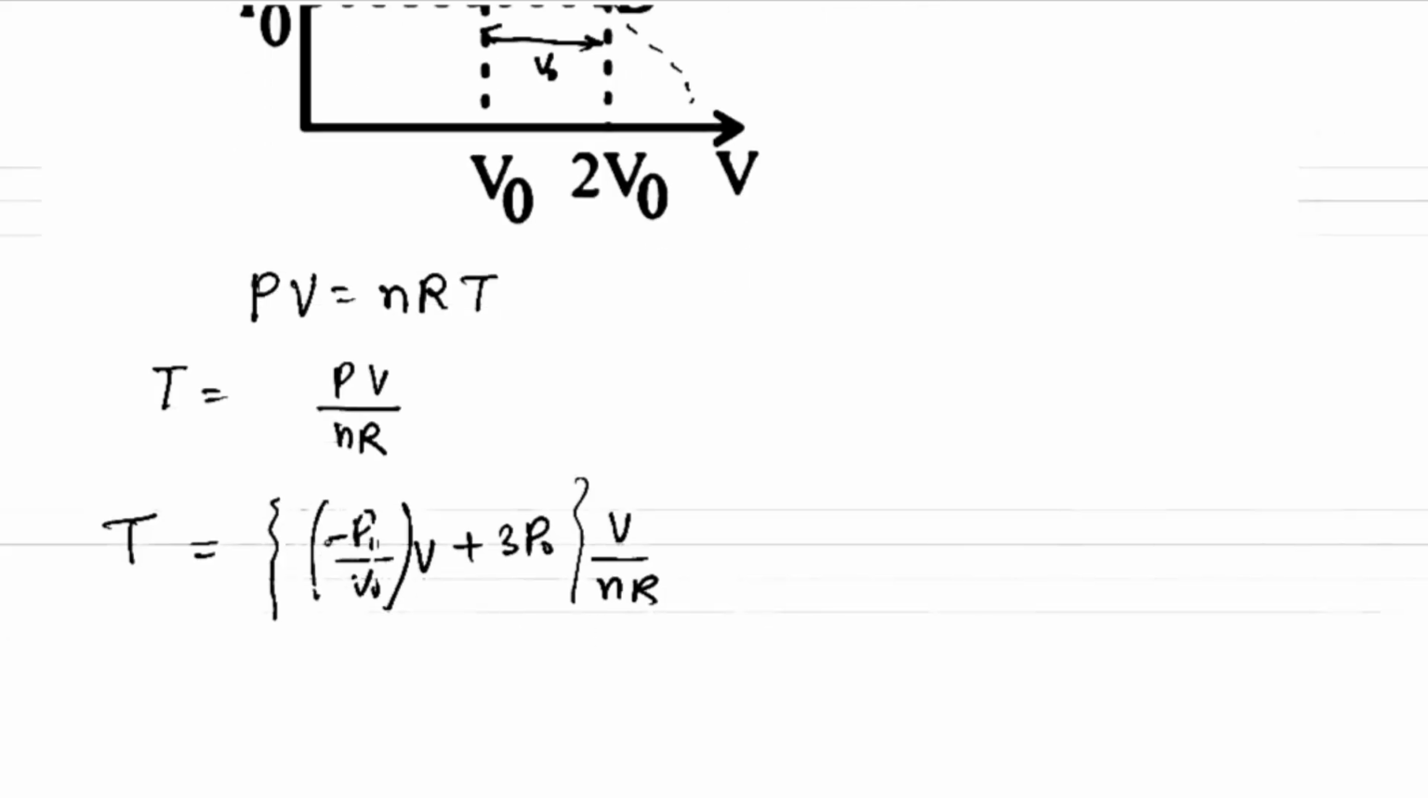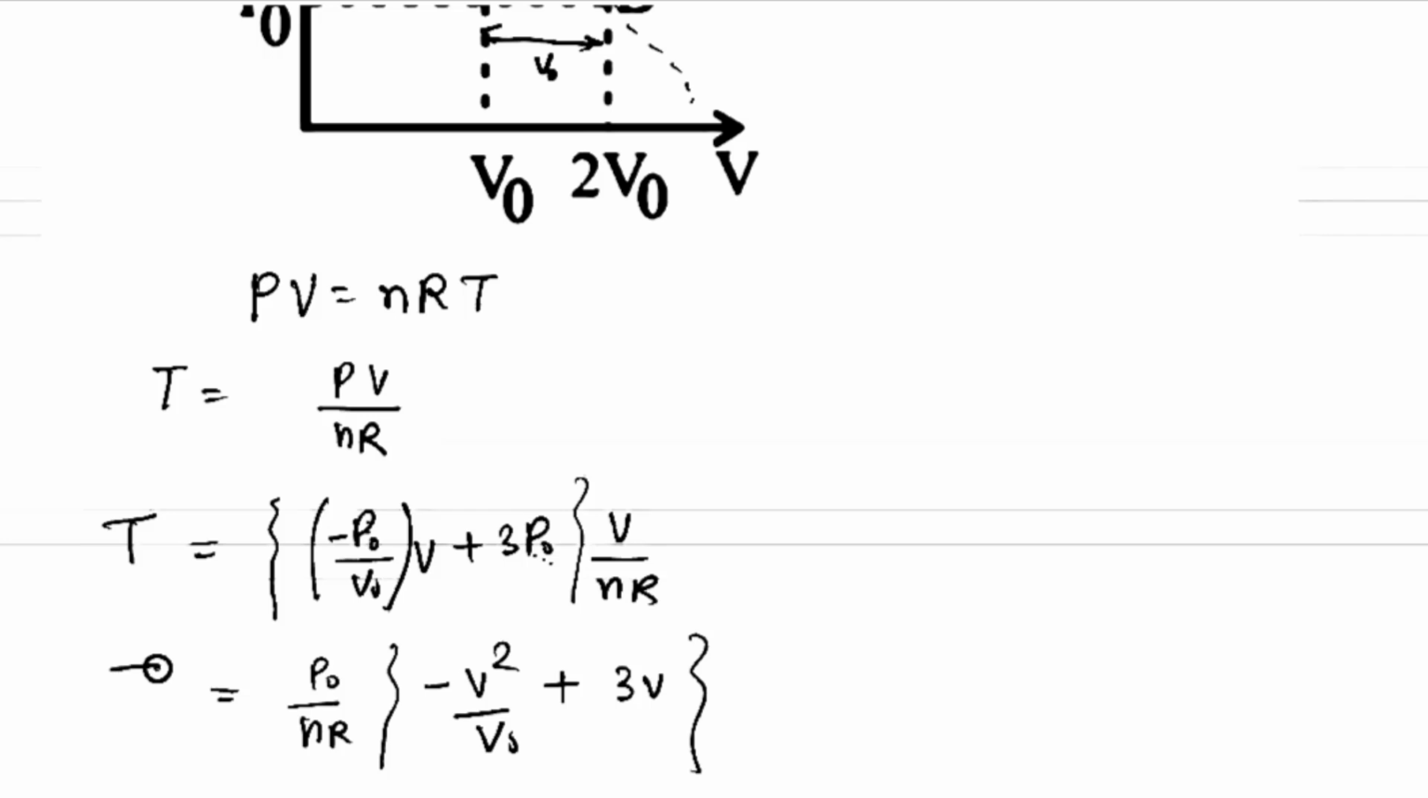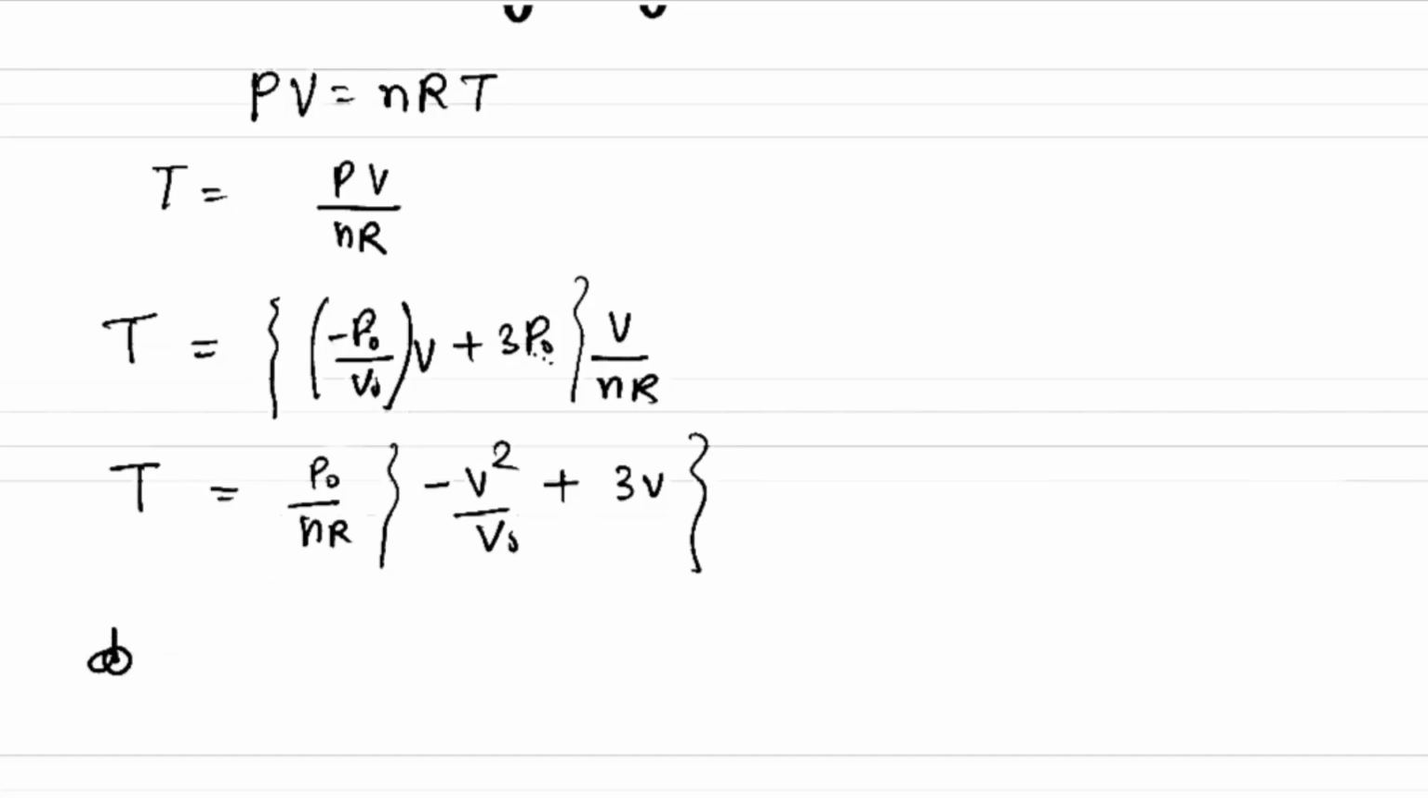So bringing the constant outside, you can see P naught is multiplied with both, so I will bring P naught by nR out as a constant. Now in the bracket I would get minus V square by V naught. This V naught, this V will get multiplied with this term, plus 3V, and it is equal to T. Simple. So now just differentiate T with respect to V and make the differentiation 0. Since we know that at maxima the slope is 0, dT by dV will be equal to 0.